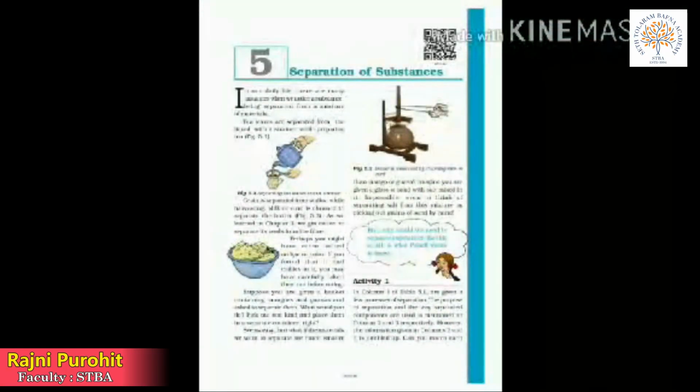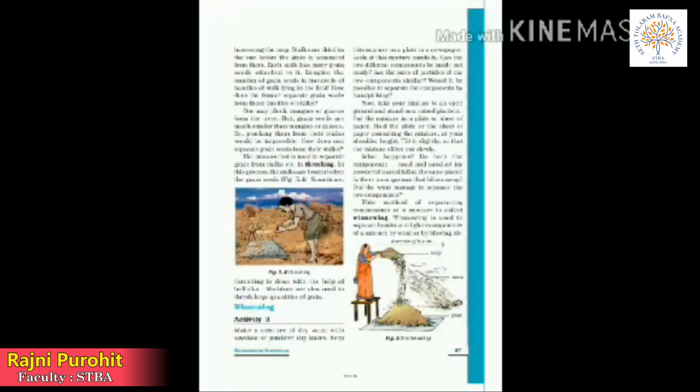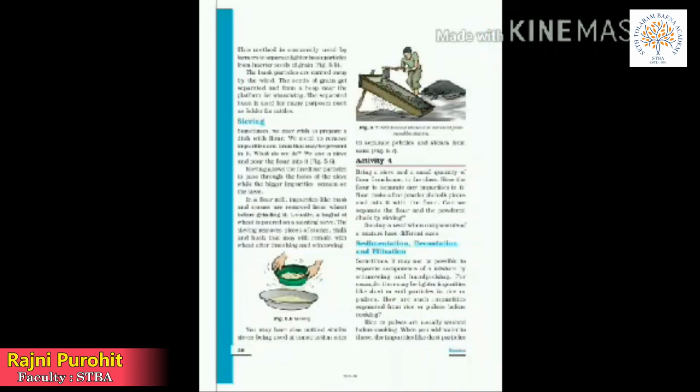So let's summarize what we have discussed today. In this chapter, separation of substances, basically we have discussed two main points. First, why there is a need to separate substances, and secondly, about different methods of separation. There is a basic need to separate substances from a mixture so as to remove impurities, to remove the non-useful components, and to separate two different but useful components.